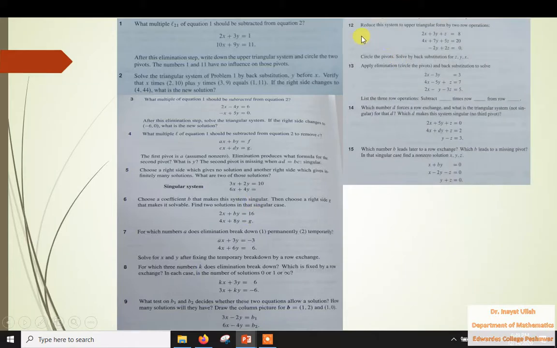Question number 12, reduce this system to upper triangular form by two row operations. We need to convert this system to upper triangular form, this form, just like that. x is removed, y is removed, z, this form. Circle the pivots and solve by back substitution. That is the same question as this one, and that one.